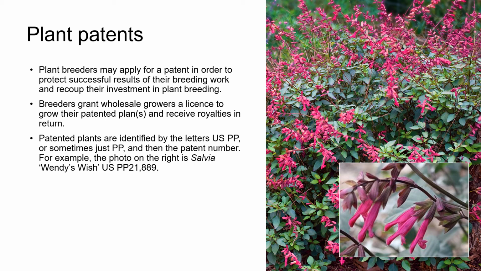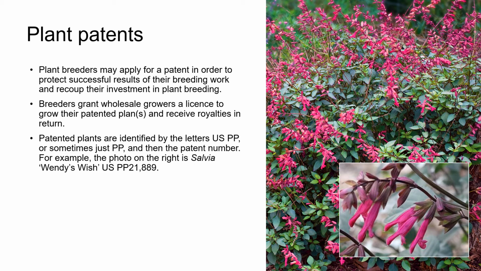Plants patented in the US are identified by the letters USPP, or sometimes just PP, and then the patent number. For example, the photo on the right is of Salvia Wendy's Wish, which has US plant patent number USPP 21889.